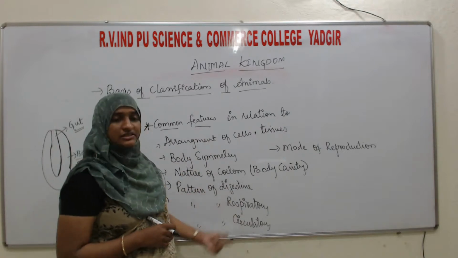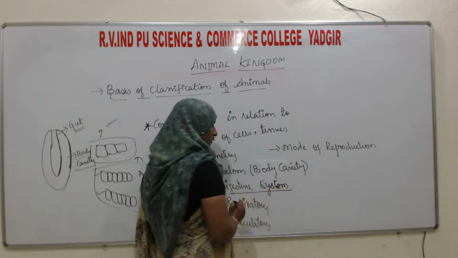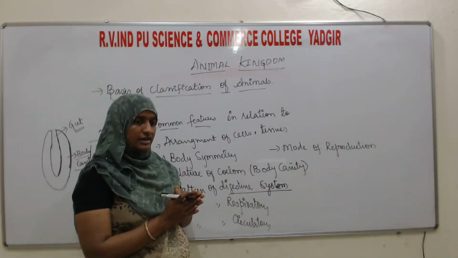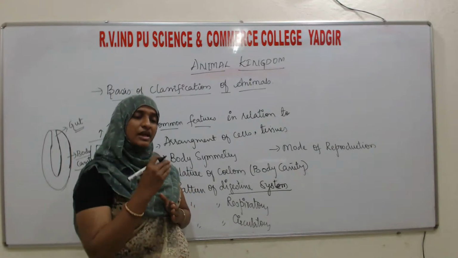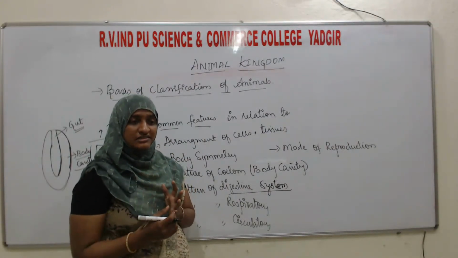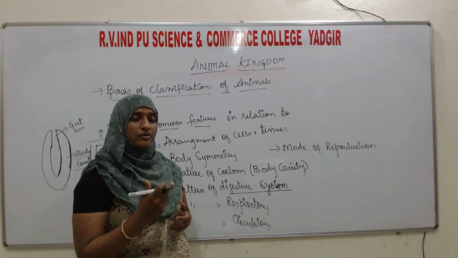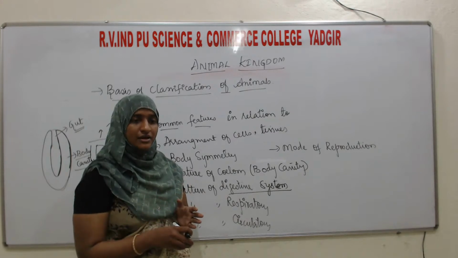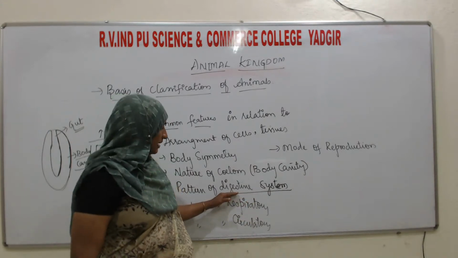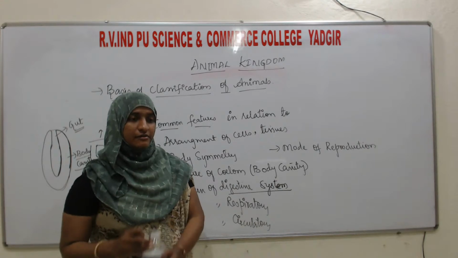The next comes the pattern of digestive system. See here, in some of the animals, the cells are going to perform the digestion. In some other animals, in lower organisms, only cells are involved in digestion. In some other higher animals, there will be presence of mouth, then pharynx, esophagus, stomach, small intestine, large intestine. All these structures will be present. Okay, in some of the lower organisms, only a cell or one canal or one tube will be there, which is performing the digestion. On that particular digestive system also, the animal kingdom has been classified.